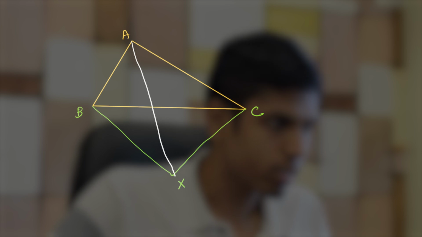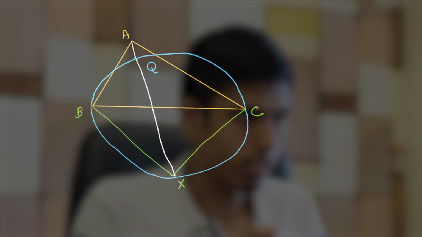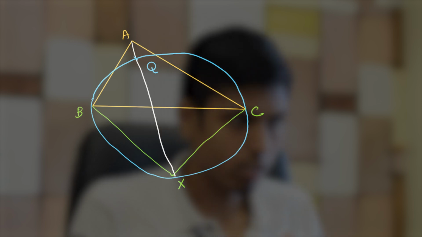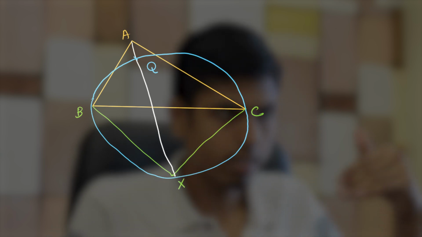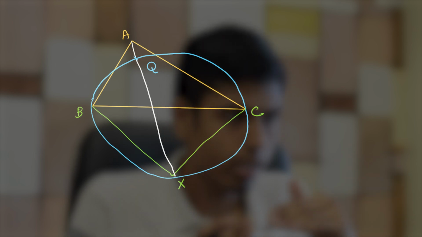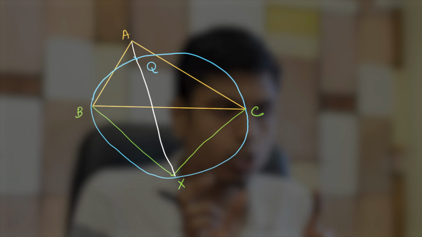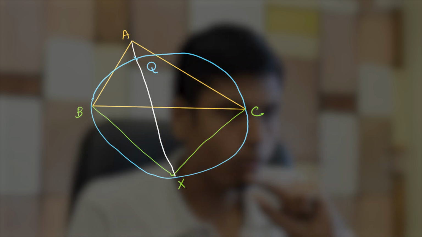Next, let's construct the circumcircle of triangle BCX. You would observe that it intersects the segment AX at Q, which is inside the triangle. But why should this be the configuration? We should consider this as the configuration because at first realize that the segments AX and BC intersect, as AX lies between the lines AB and AC. That means when you draw the circumcircle of triangle BCX, definitely the chord QX of the circle should intersect the chord BC of the circle. That means Q and X lie on opposite sides of chord BC.